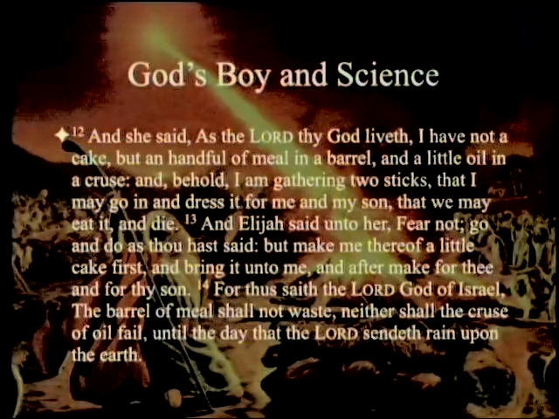And she said, as the Lord thy God liveth. So she already knew the Lord somehow. And she knew that Elijah was a prophet of the Lord. Maybe she knew who Elijah was. It's not really totally clear. And she says, I don't have anything. All I've got is a little bit for me and my son, and that's it. And Elijah said to her, don't worry. Just do what you're planning, but make me a little first, and there'll be enough for you.